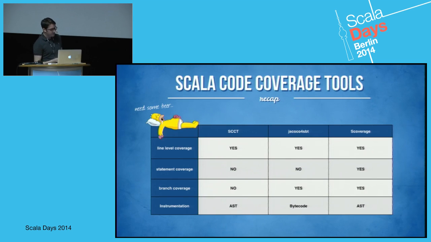Jacoco for SBT is an SBT plugin, obviously. It allows you to use Jacoco. Jacoco is the Java code coverage library. It uses a different approach to instrumentation. We will see a bit later what the differences are between bytecode instrumentation and AST instrumentation.